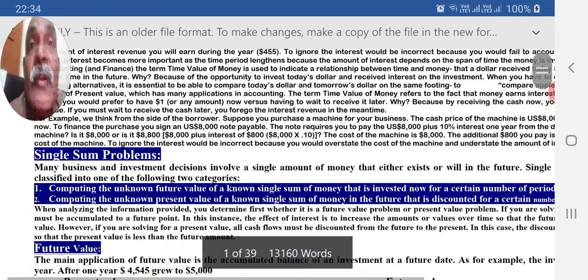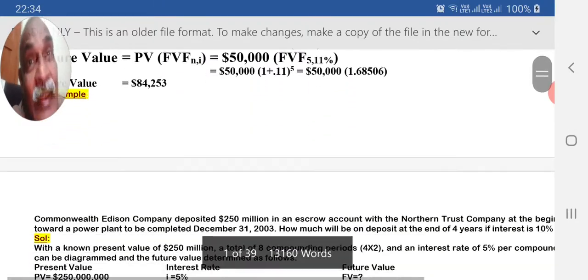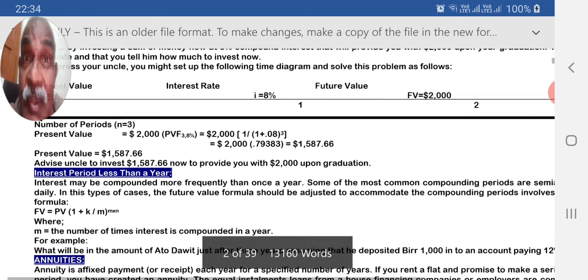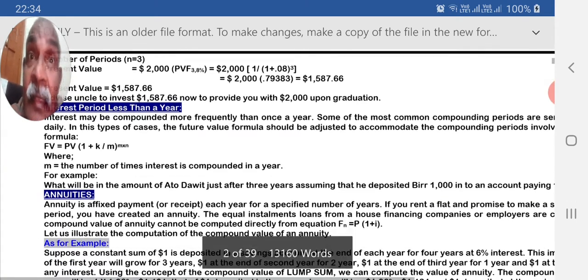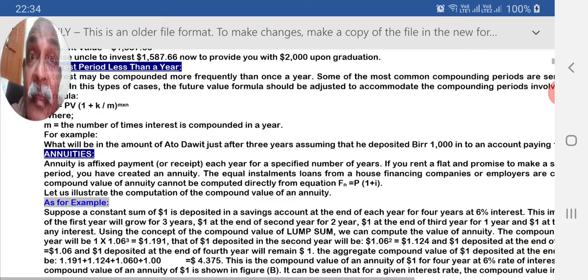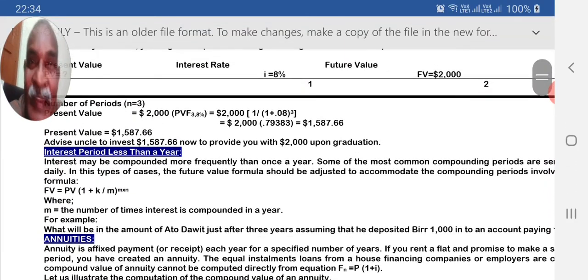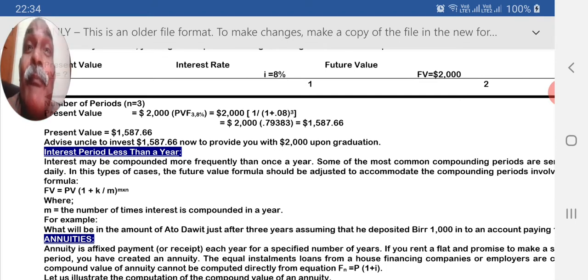Is that clear? So if the period is not annual, if the period is semi-annual, quarterly, monthly, or daily, how do you calculate, and which option is better for the investor? So again we want to calculate future value when the interest period is less than a year. How do you calculate future value?